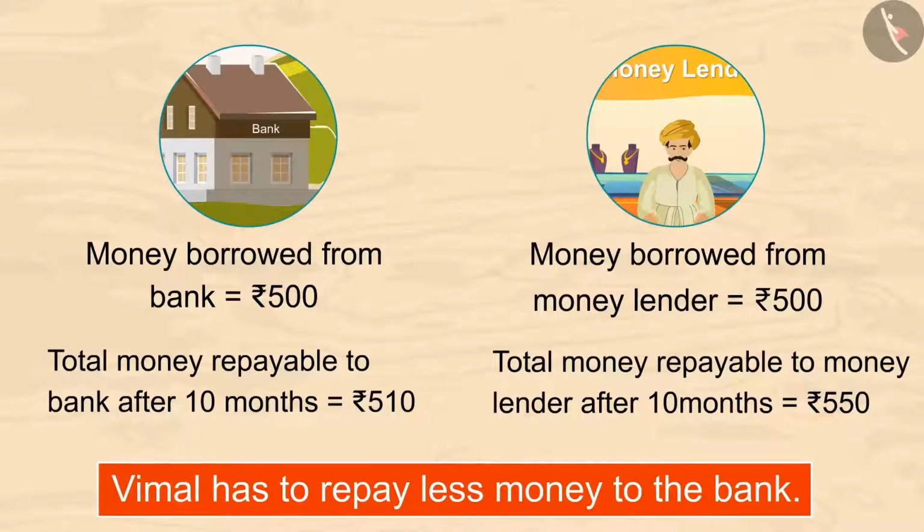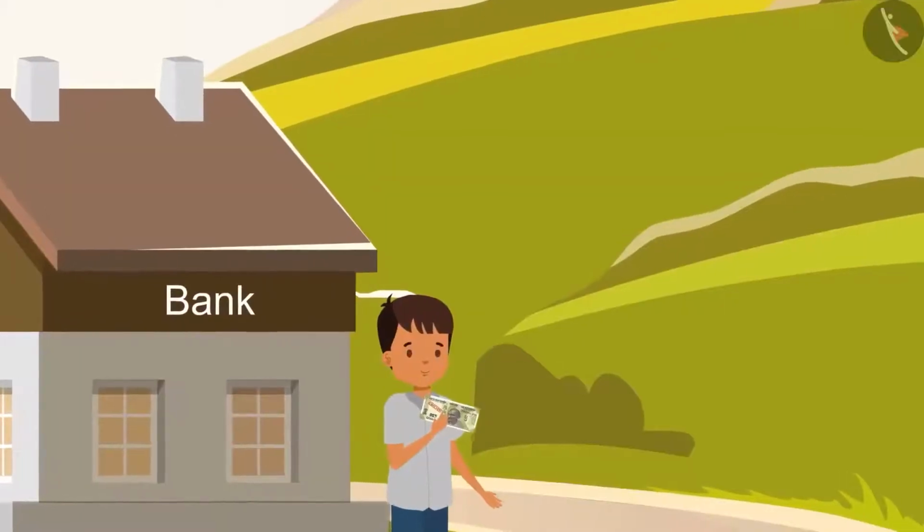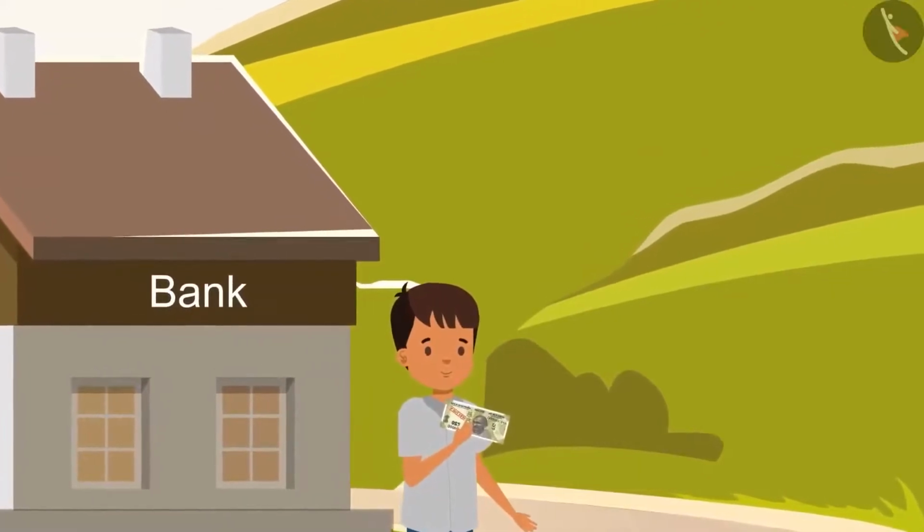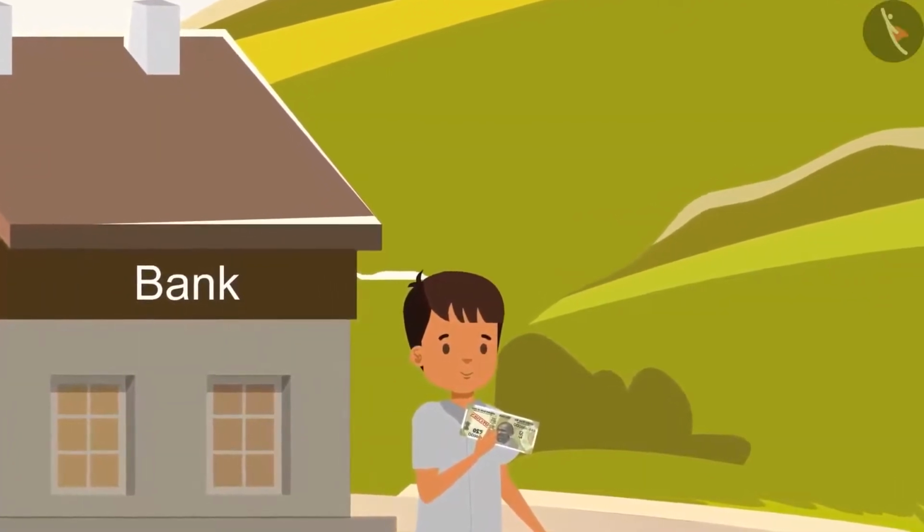Have you guessed the same? Vimal is good at maths. That's why he has borrowed money from the bank itself.